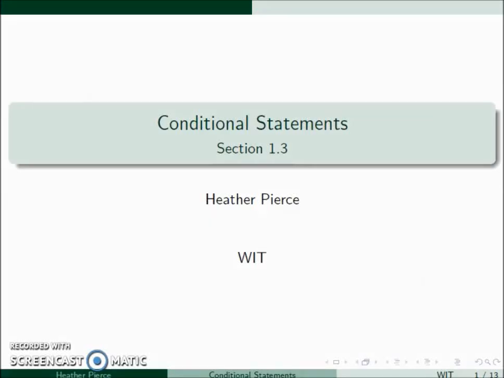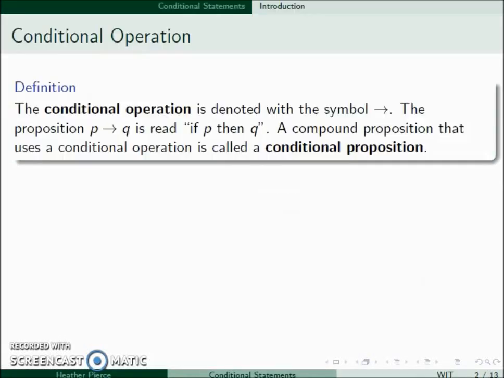Here we'll look at conditional statements. The conditional operation is denoted with this arrow symbol, and this is read "if P, then Q." A compound proposition that uses this conditional operation is a conditional proposition.